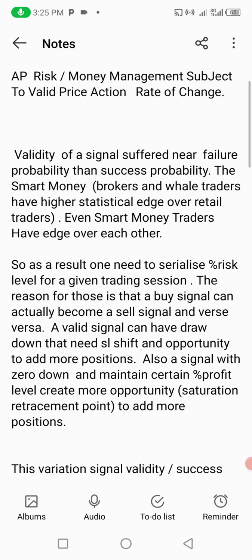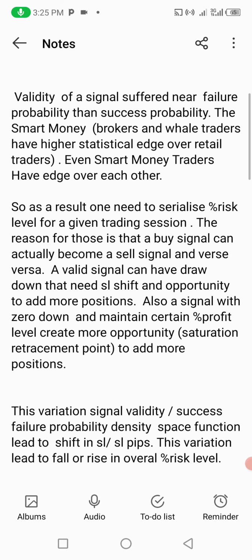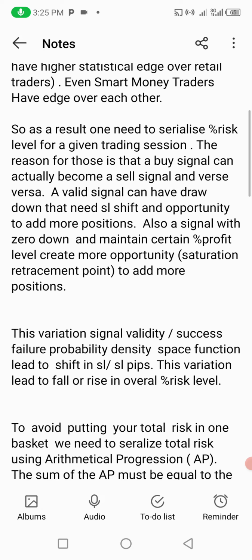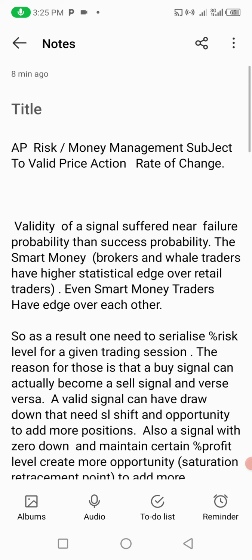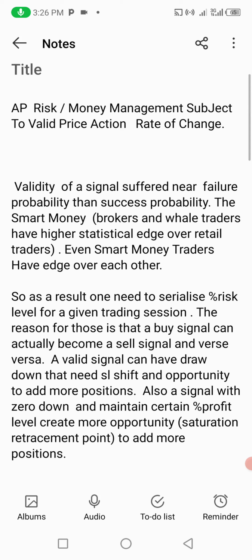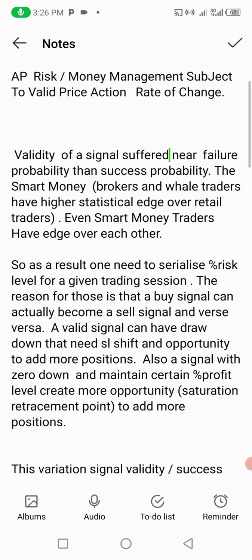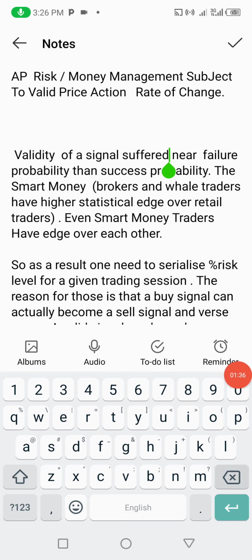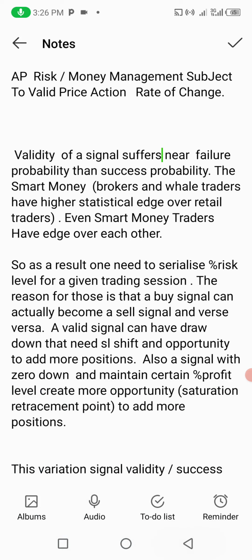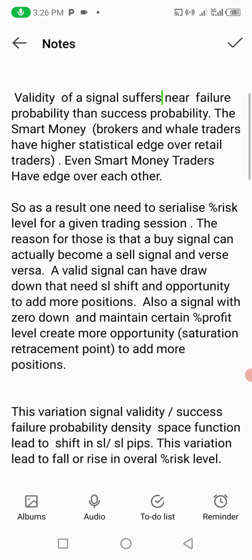So I will start with the document description, and then we go to the MT5 chart for application. Validity of a signal suffers near failure probability than success probability. We can use present continuous so that this makes more reasonable sense: validity of a signal suffers near failure probability than success probability.